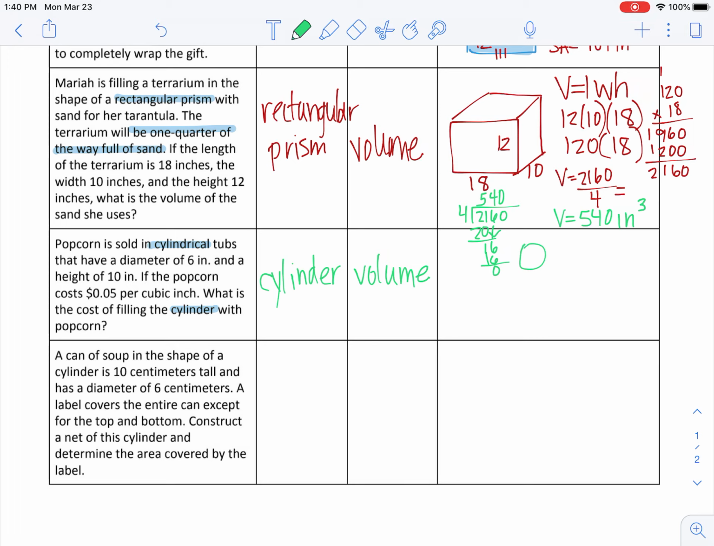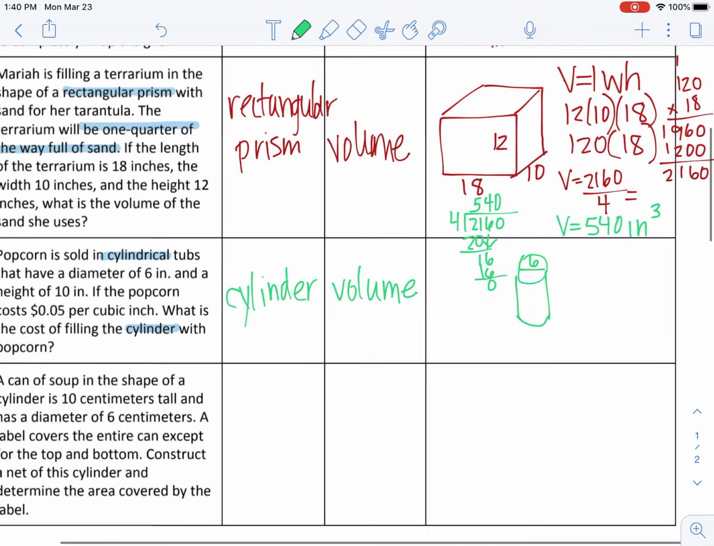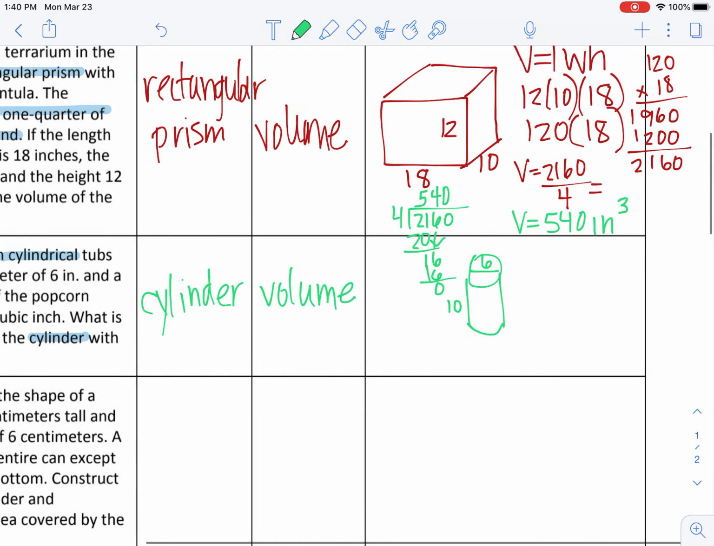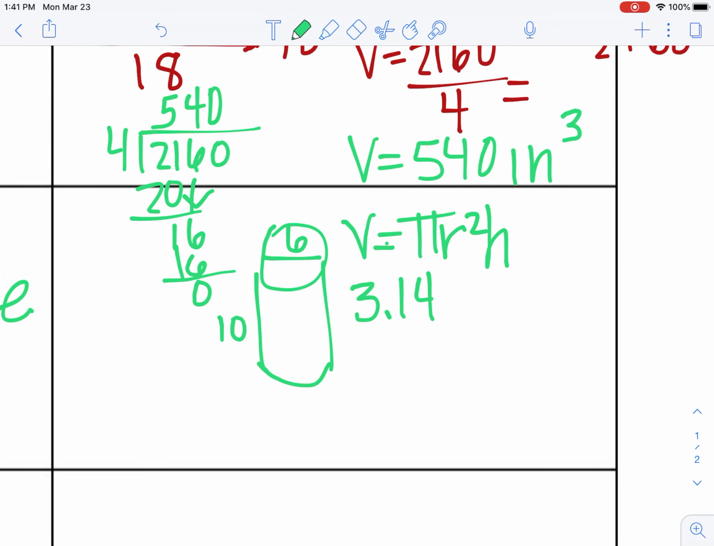So I'm going to draw a brief cylinder here. I just draw a circle, and then I put that in. And then I'm going to measure it with a diameter of 6. Nothing fancy about your drawing, it's totally fine. And a height of 10. Remembering that volume is pi times r squared h. So I have 3.14 r squared. They gave us a diameter of 6, so r is 3, because I need half of that for the radius, times 10.